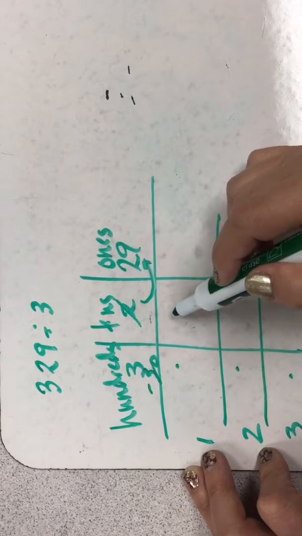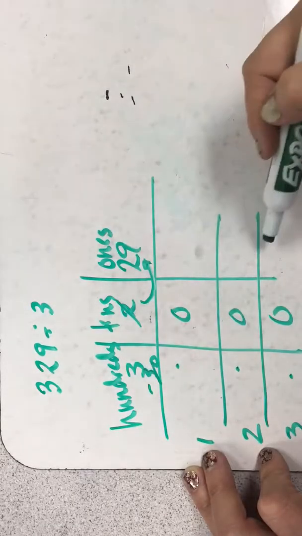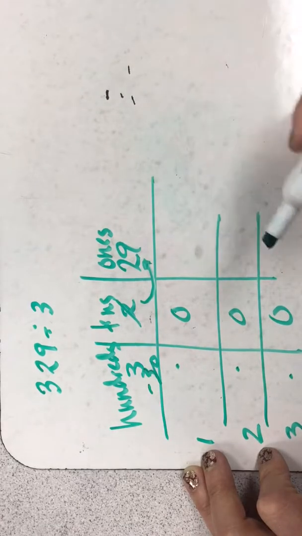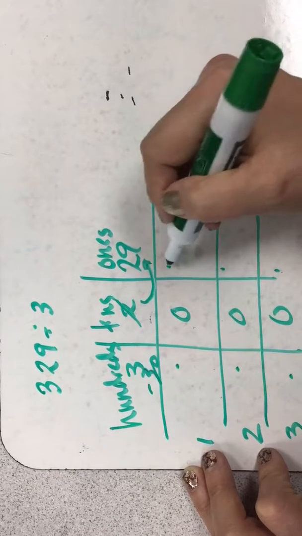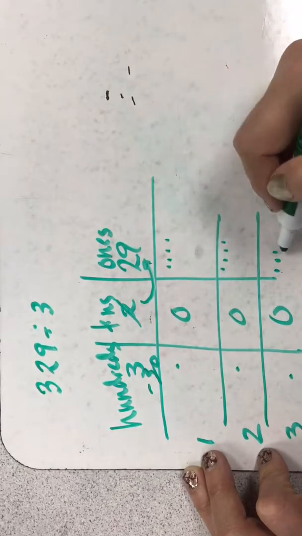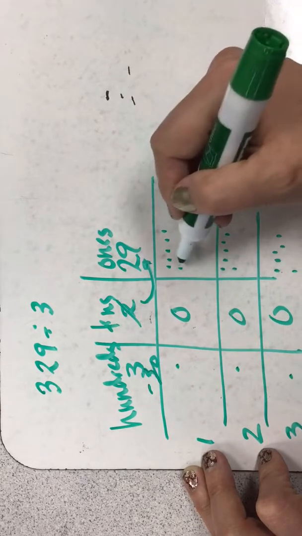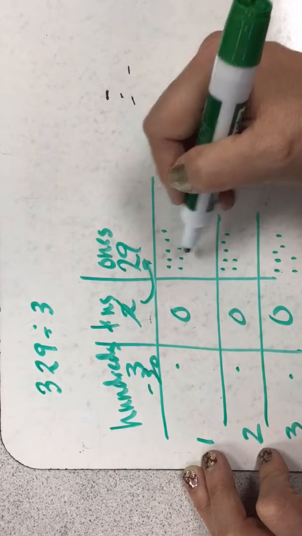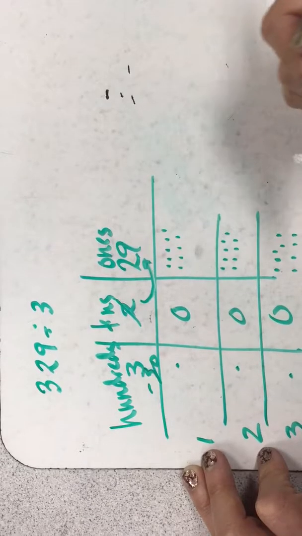And if you notice, we have actually 0 tens in each group. Now, students can either, if they can realize what 29 divided by 3 is, they could divide it out. Another way is, if you're not sure, you can actually put dots. 1, 2, 3, 4, 5, 6, 7, 8, 9, 10, 11, 12, 13, 14, 15, 16, 17, 18, 19, 20, 21, 22, 23, 24, 25, 26, 27.